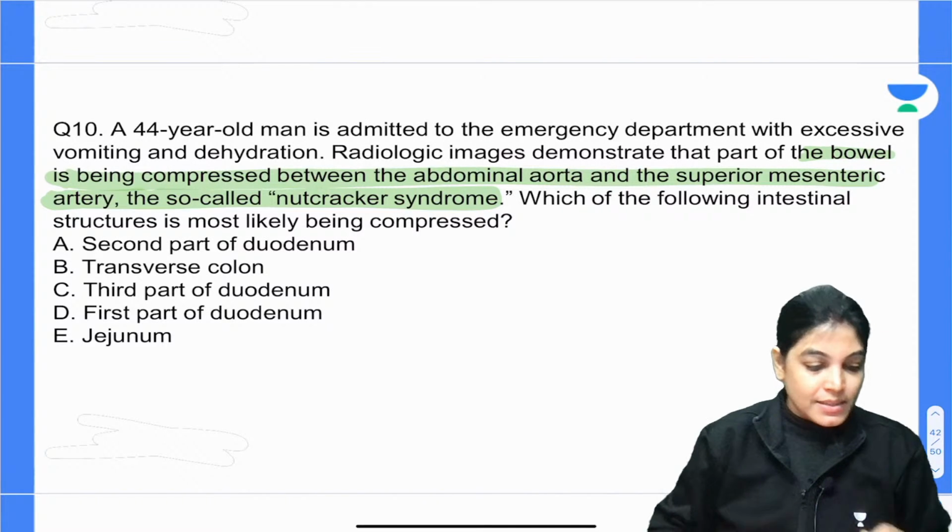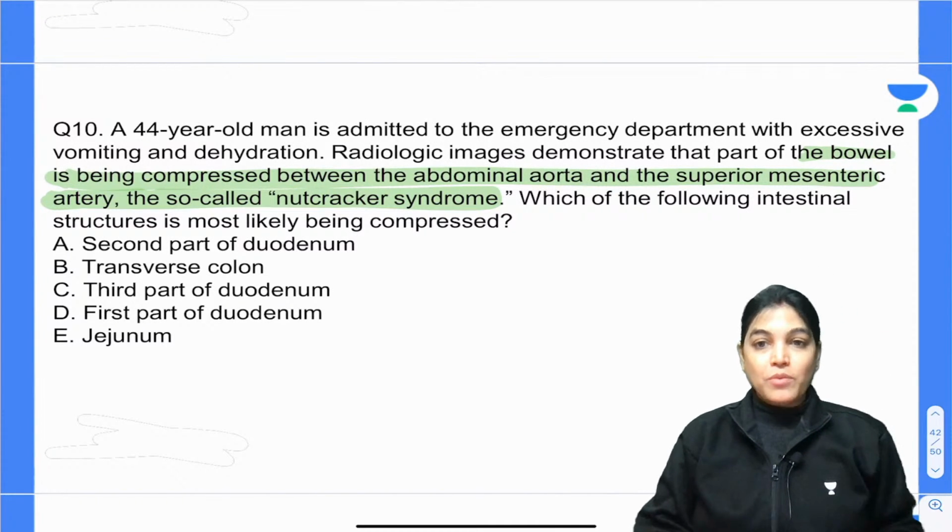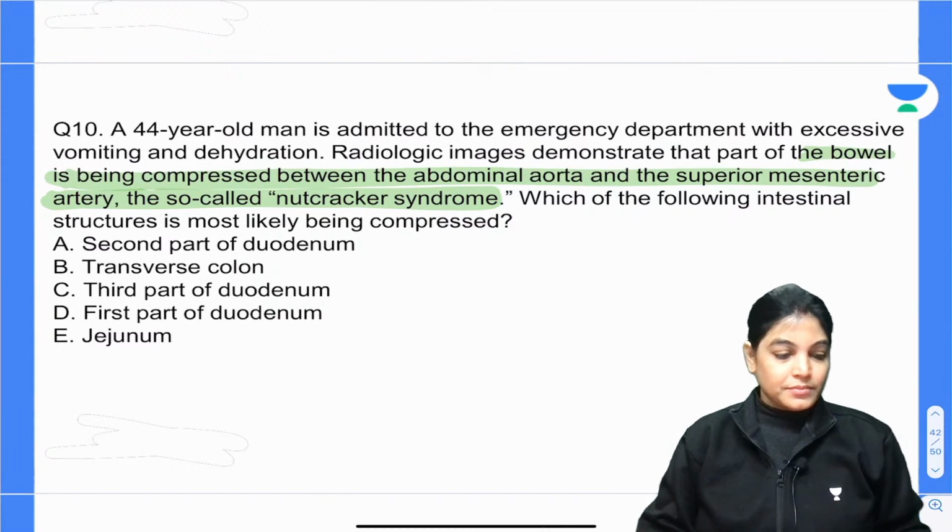So which is the best answer, dear? Please mark the correct answer. Five options are there. Question number 10.